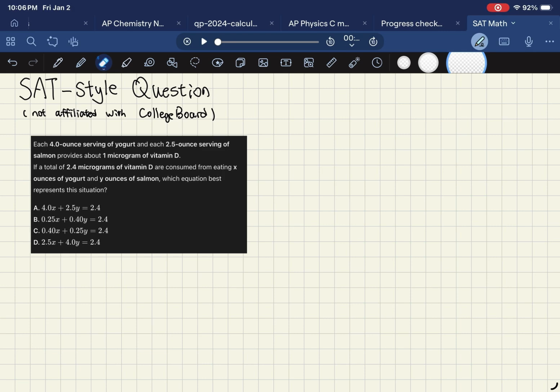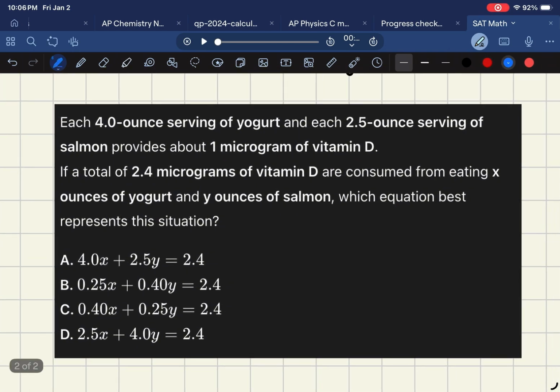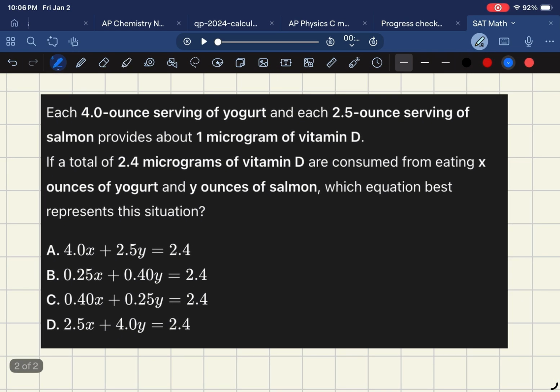Each 4-ounce serving of yogurt and each 2.5-ounce serving of salmon provides about 1 microgram of vitamin D. If a total of 2.4 micrograms of vitamin D are consumed from eating X ounces of yogurt and Y ounces of salmon, which equation best represents the situation? We are given 4 choices, and I just want to pause there to let you try on your own before I explain it. Feel free to do so.